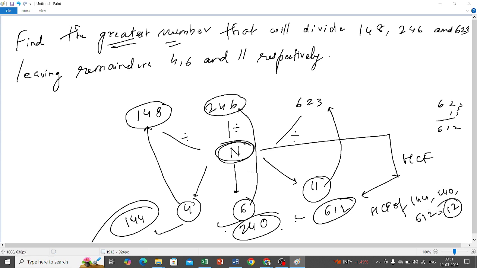Okay, so 12 is the number which when it divides 148 will leave 4 as the remainder. When it divides 246, it will leave 6 as the remainder. When it divides 623, it will leave 11 as the remainder. Alright?